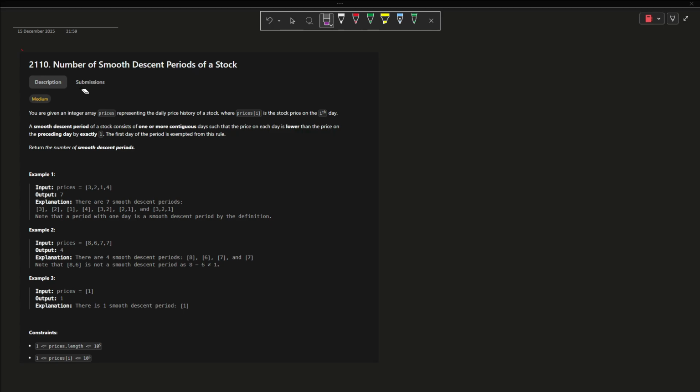Hello guys, let's solve the question: number of smooth descent periods of a stock. So let's see what this question says. Basically, you are given an integer array prices representing the daily price history of a stock.